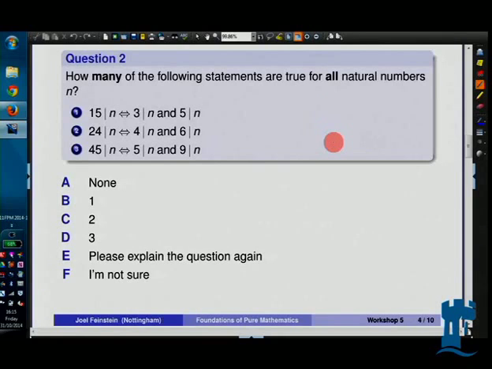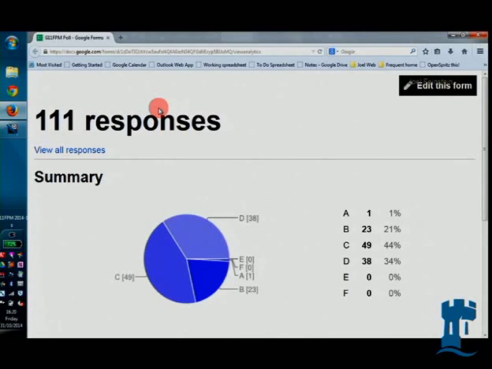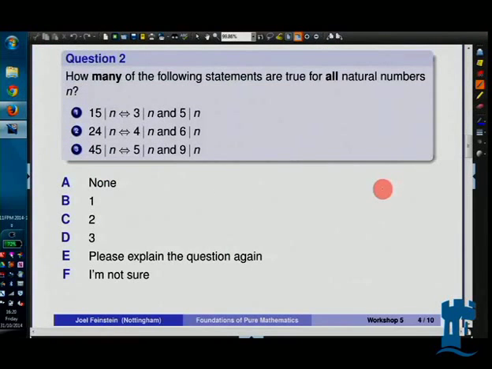Okay, so you can vote whenever you like. I shall pause the recording. Okay, I've restarted the recording.